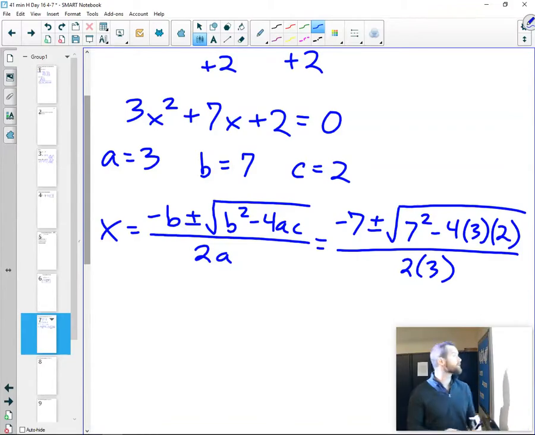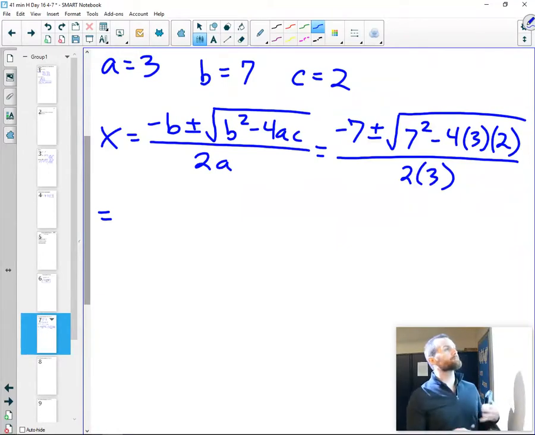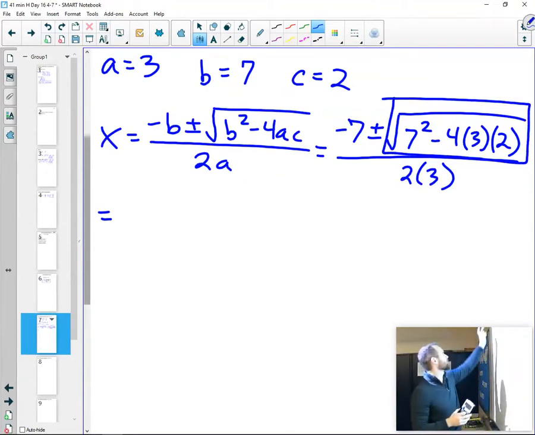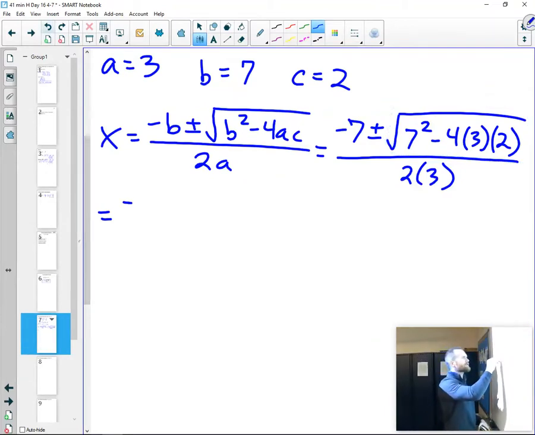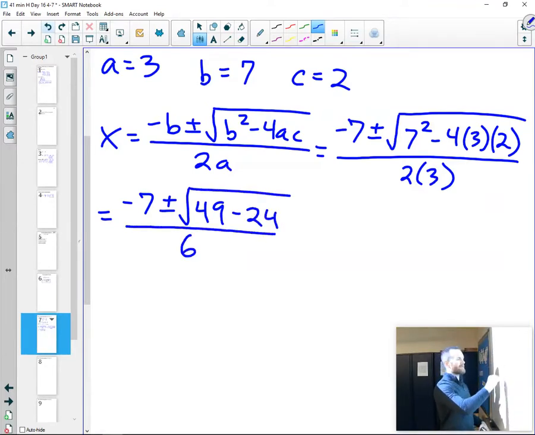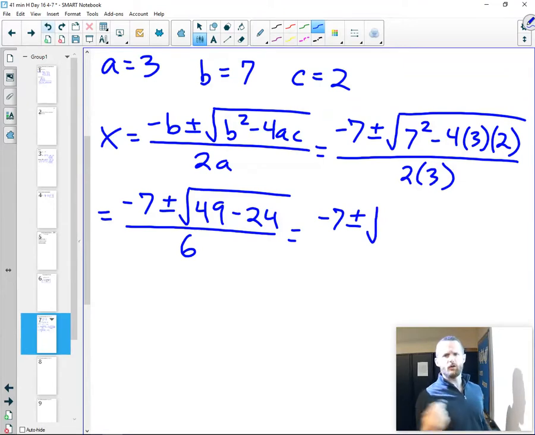So all we did there, we just substituted in, we plugged in a, b, and c. And now we're just going to simplify. We always start with anything that's grouped together with order of operations. So we're going to start with the radical, what's under the square root. The negative 7 plus or minus just comes along for the ride, times the square root of, let's see, that's 49, minus 4 times 3 is 12, times 2 is 24, all divided by 2 times 3, that's 6. Okay, now negative 7 plus or minus, there's still more to simplify inside the square root.